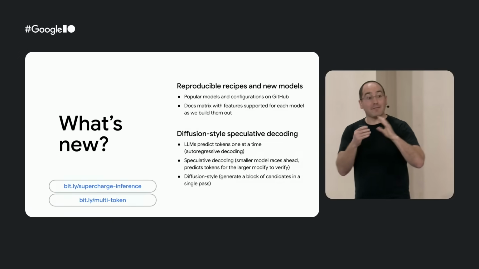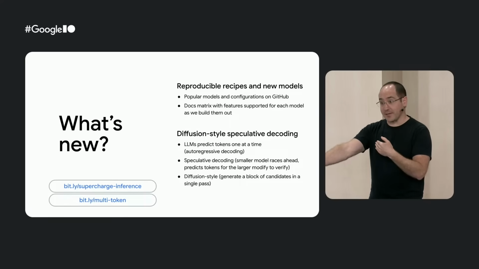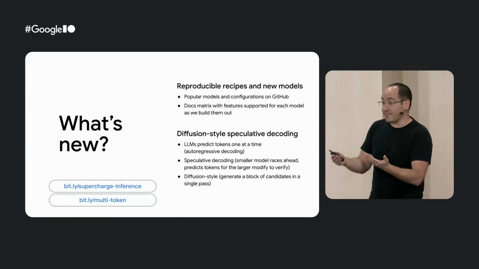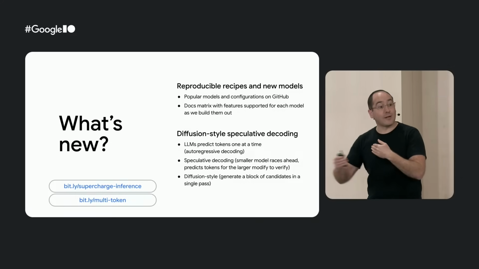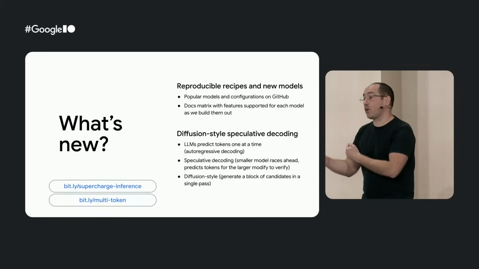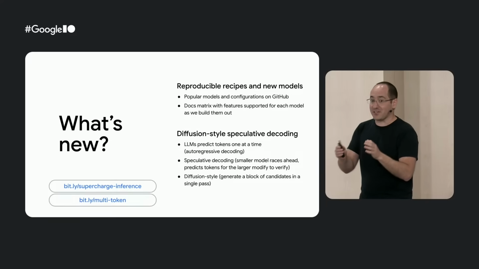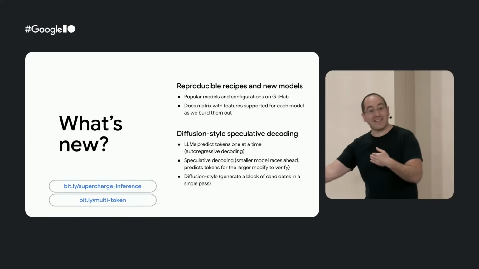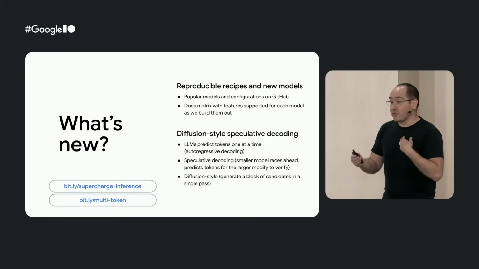The idea is, if you have a very large model, it's computationally intensive to predict the next token. In speculative decoding, you have a smaller model, and the smaller model races ahead and predicts tokens, basically guessing what the larger model is going to say. And for various reasons, it's actually faster to have the large model verify the output from the smaller model than it is to actually predict the tokens. So it's a crazy idea.